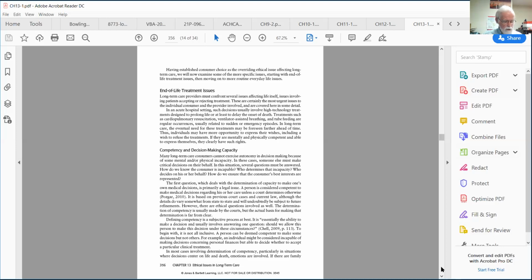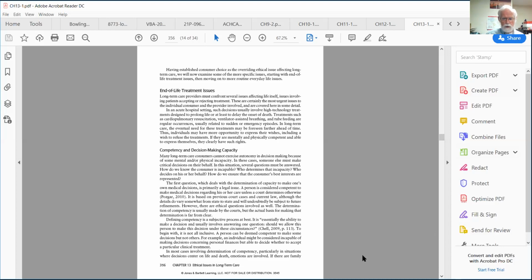Others are, how long do you keep people alive using artificial support such as respirators and parenteral or enteral feeding and that sort of thing? How much effort is to be done?